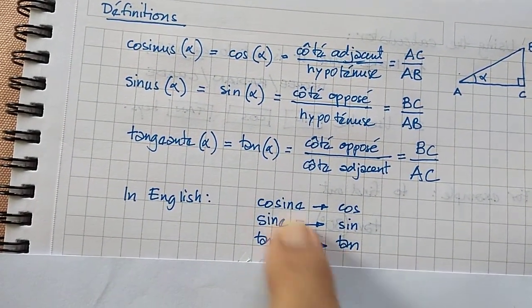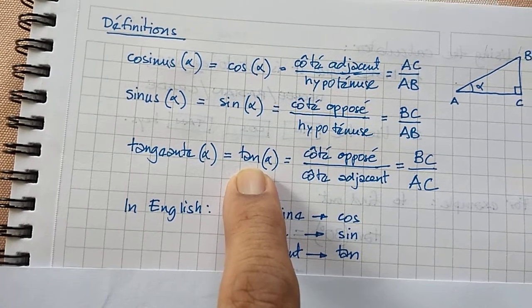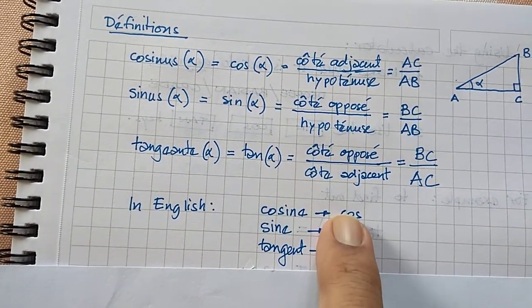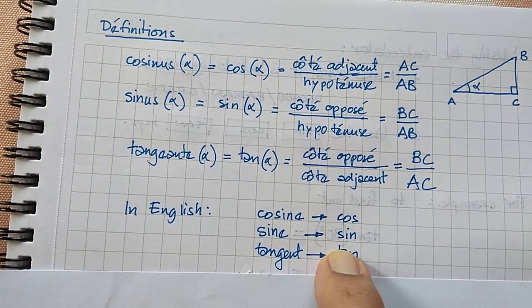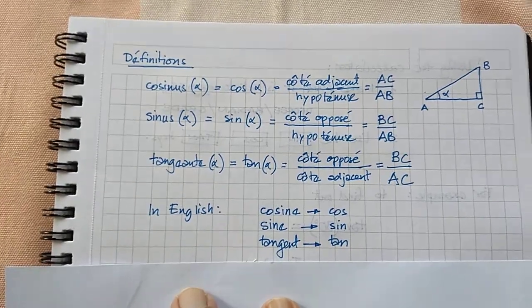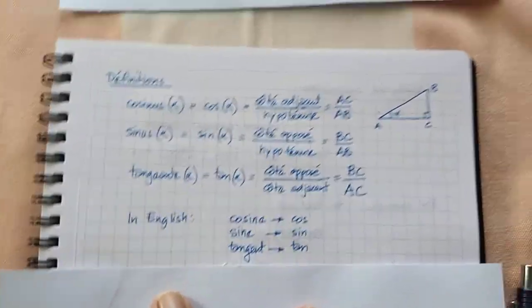It's called tan. So here, in French you probably say tan alpha. In English you say tan alpha. So these are the cos, sine and tan: cosine, sine and tangent. These are the names of these ratios in English.